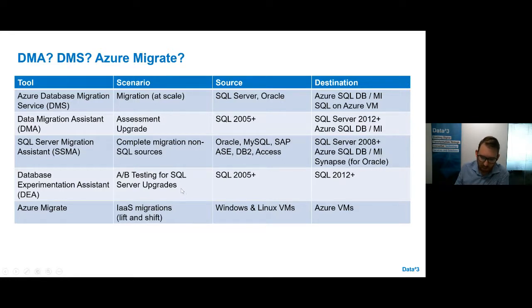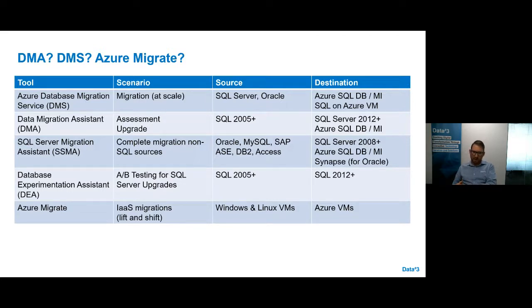One I don't think I've ever seen used in reality is the Database Experimentation Assistant. It's really for if you've got a legacy application running an old version of SQL and you need to do A/B testing for a modern version of SQL, whether you're running on premises or in the cloud. That's the tool that Microsoft has available to use. I don't think I've ever seen it used with a customer before. Have you? Yeah.